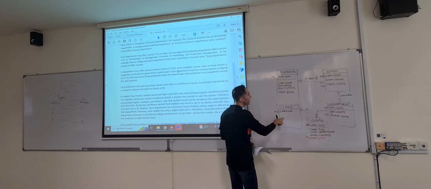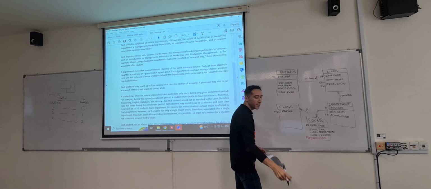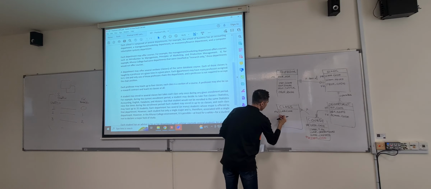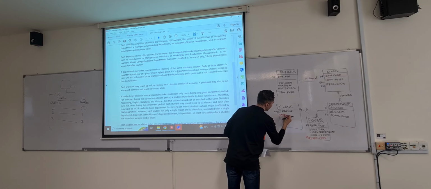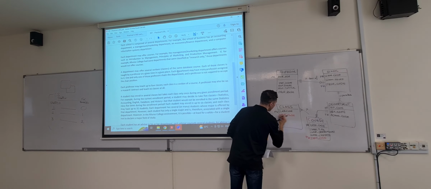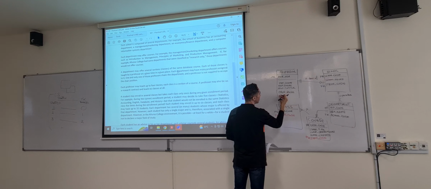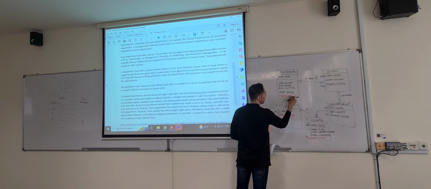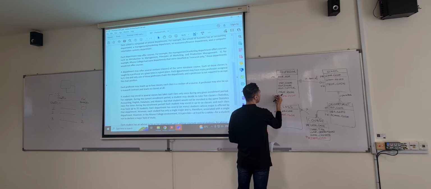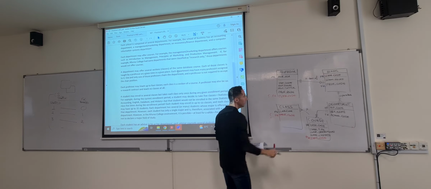So where do we need to put the foreign key? Do we need to put here the professor code as foreign key, or do I need to put here class code? Always you need to ask yourself which one is proper.